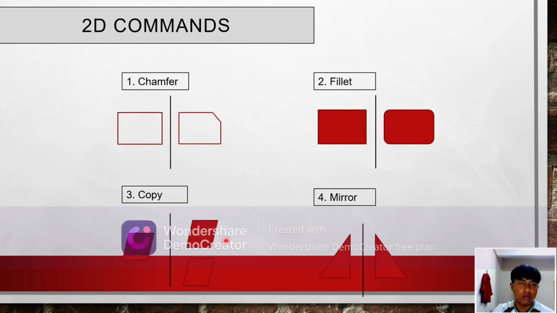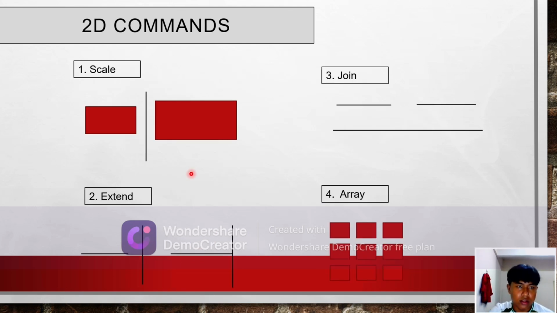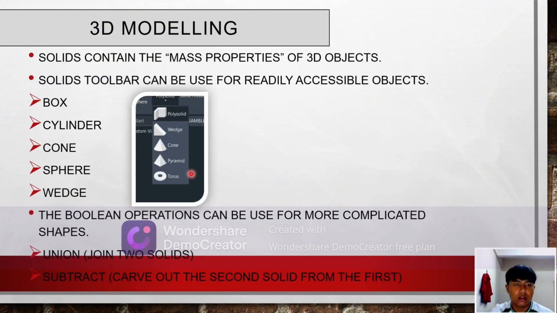Ini contoh bagi 2D commands. One is chamfer, second fillet, third copy, fourth is mirror. Next is scale, join, extend and array.